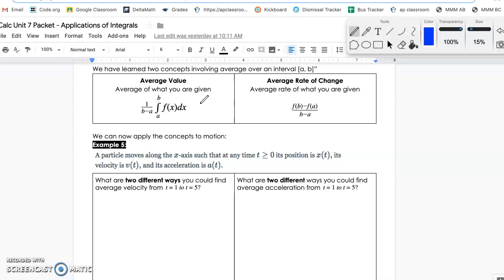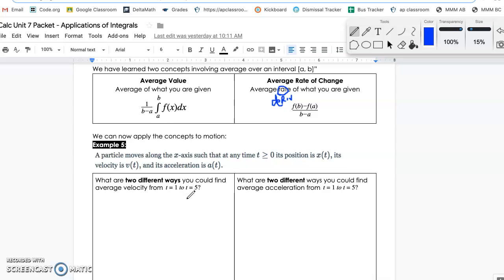So far we've learned two concepts involving average over an interval from A to B. The first is the average value, so the average of what you are given, and the average rate of change. Remember, rate is the same as derivative. So this is the derivative, the average of the derivative of what you're given. So we're applying the same motion.